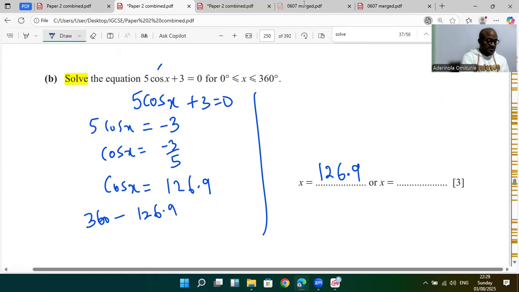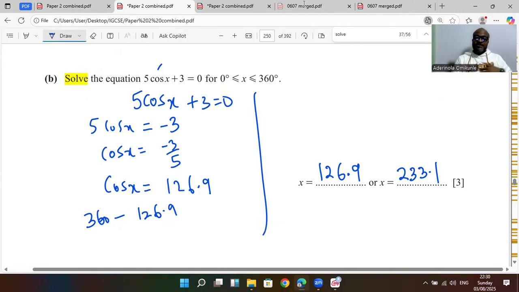360 minus the first angle. So I just use my calculator again. 360 minus the first angle, and that gives me 233.1. Again, we can always cross-check our answers if they are correct or not. How do you do that? Just put the value: 5 cos 126.9, and then we add 3 to it, and that gives us 0 automatically. So that means our answer is correct.